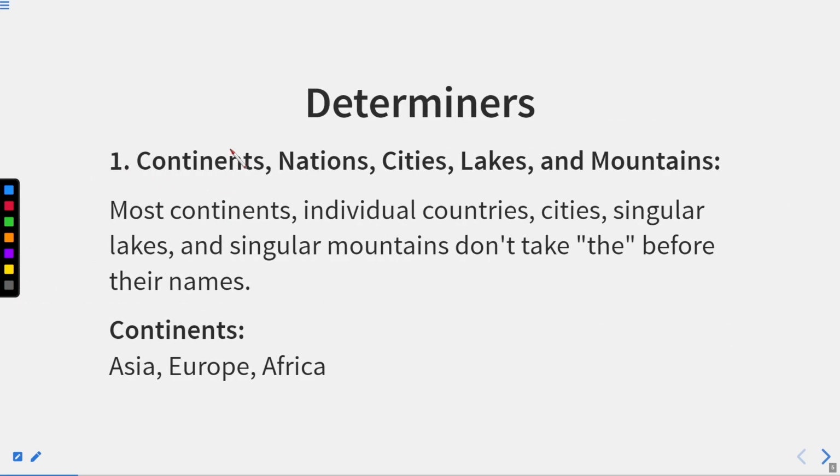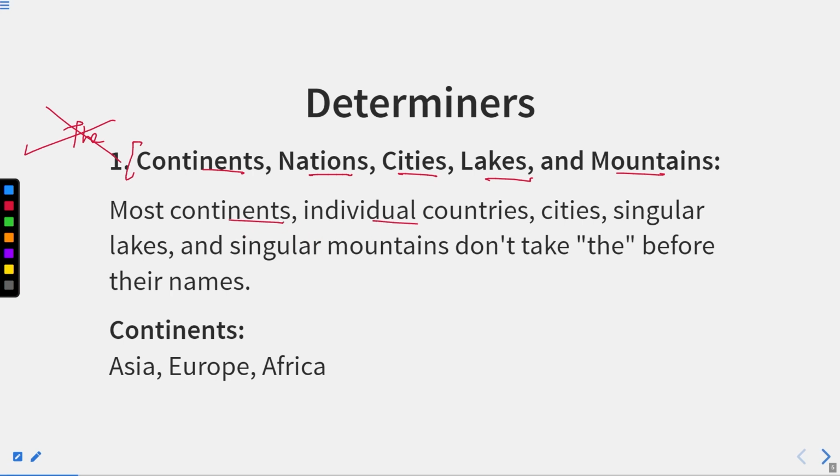First of all, if we have the names of continents, nations, cities, lakes, and mountains, we do not use the before them. For example, if there is a name of a country, that is India, or Bharat, this is a proper noun. We cannot use the before it because it is only one, it is single, and it is unique, of course.